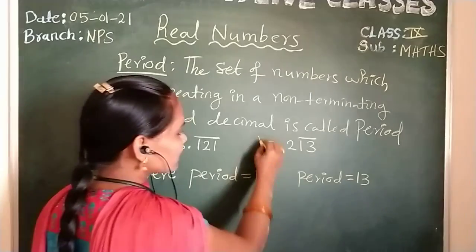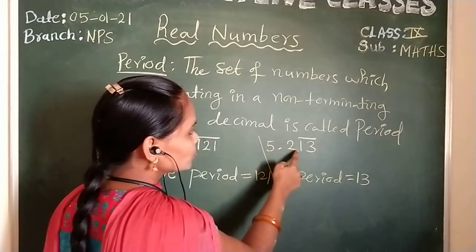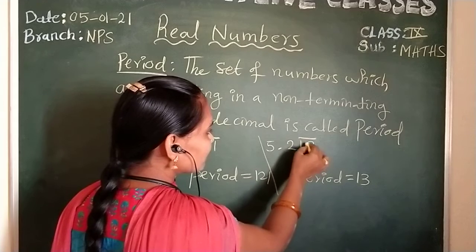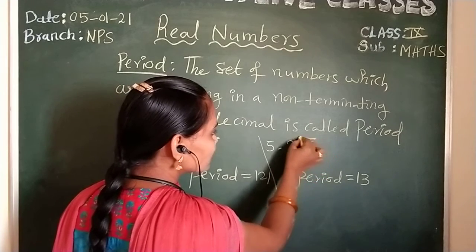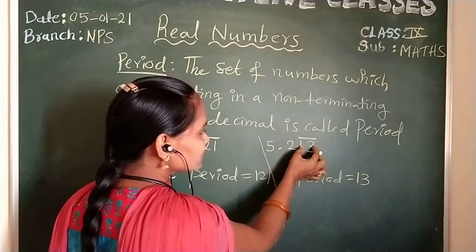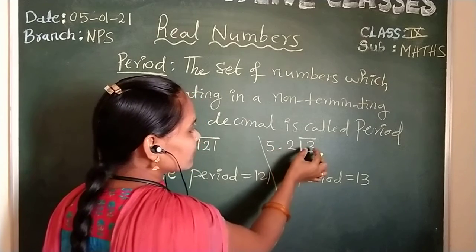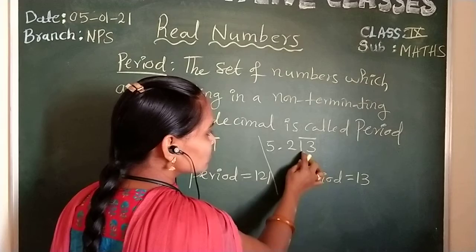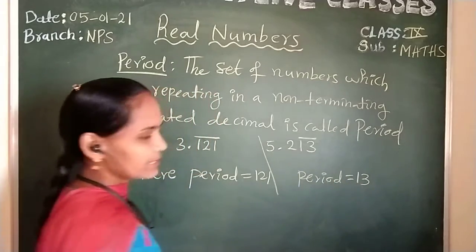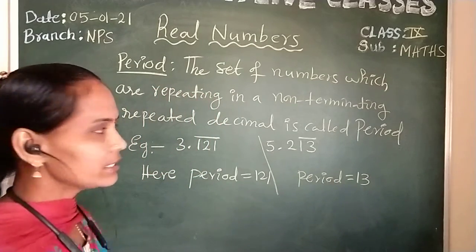Okay, one more example. See here 5.2 13 bar. For 1 and 3 only the bar is there. This set of numbers which are repeated in a non-terminating recurring decimal, that is called period. So here 1 3 is called period. Okay, I hope it is clear.